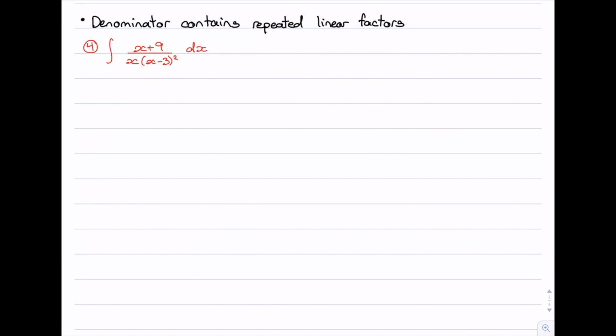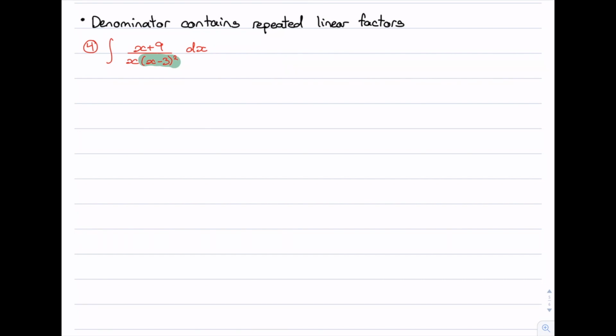In this video, we're going to continue looking at integrals which involve the use of partial fractions. With these examples, we have denominators which contain repeated linear factors. So here in our first example, we have (x + 9) divided by x(x - 3)². And so this bit is going to be our repeated linear factor. We have a repeated factor of x - 3 and it's repeated twice.